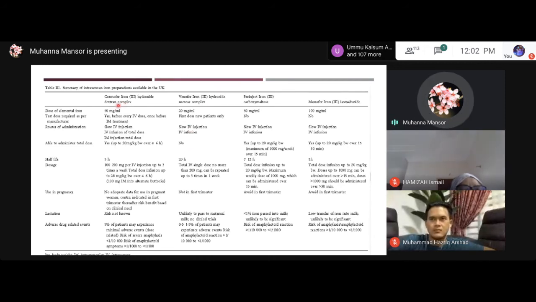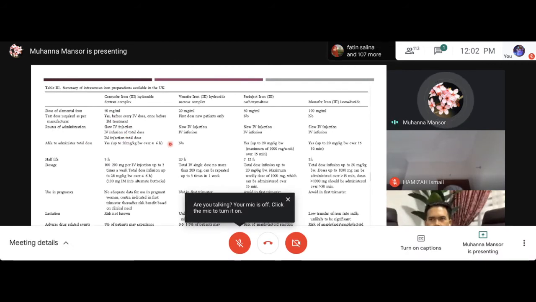For Cosmofer, you can see the dose of elemental iron is 50 milligrams per ml. I think you can read this table later, but I want to highlight that Cosmofer can be given as IV injection, infusion, and IM. Venofer is given as slow IV injection or infusion. Cosmofer can be given as a total dose in one go, but can also be given in multiple doses. Venofer can only be given in multiple doses.